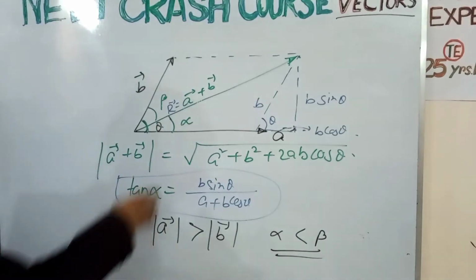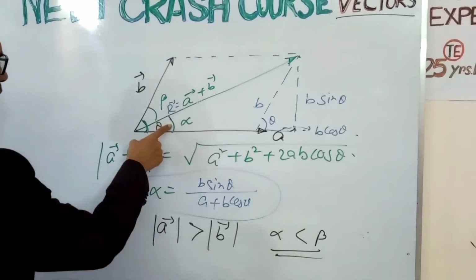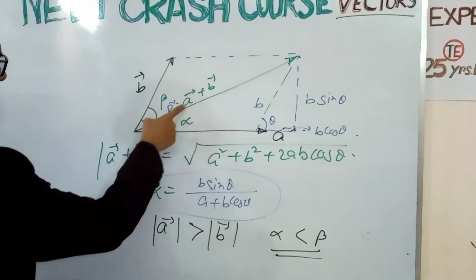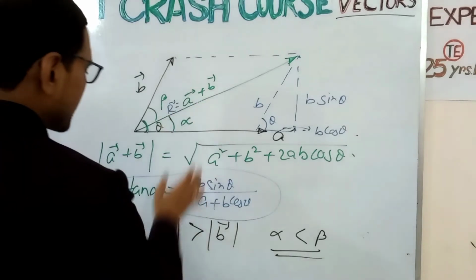From the figure you know that if this side is more, then alpha will be small. Alpha is the angle of the resultant with the vector a. Okay, from the figure you can show that.